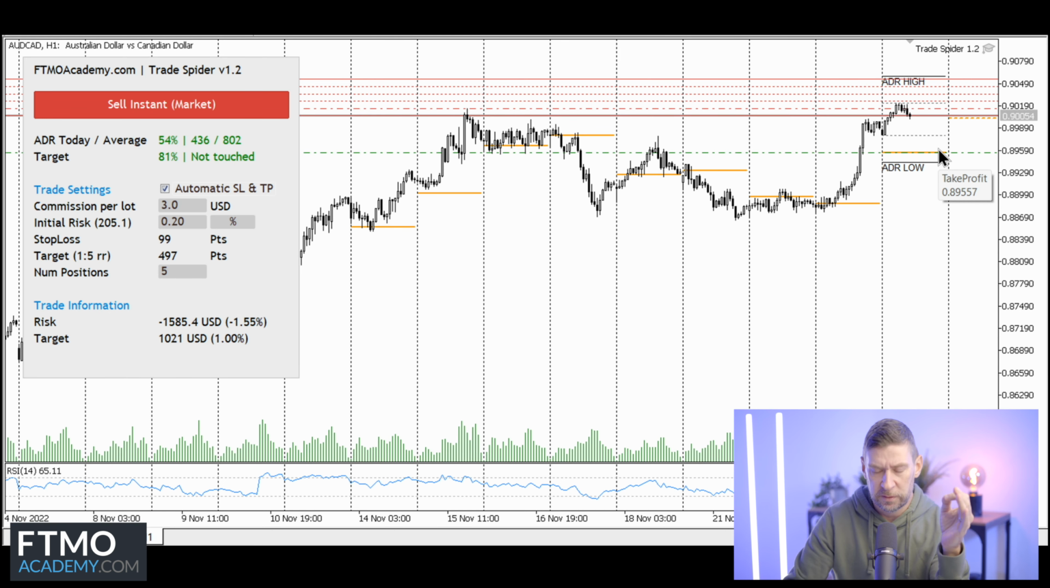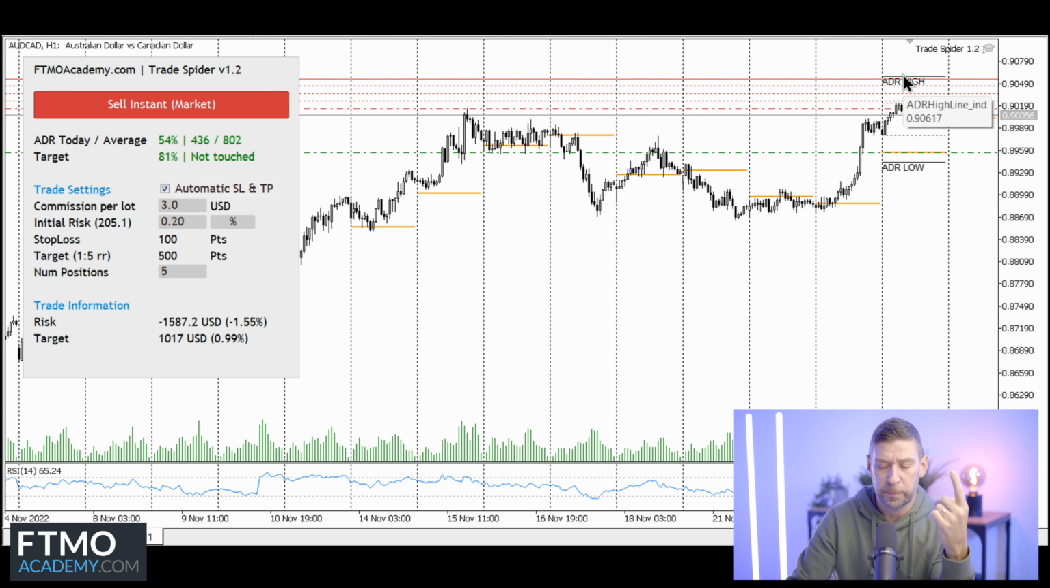This is a nice trade because here you see that the last stop loss is at the ADR high. So if the price is not moving up to the ADR high, or if it's going for the ADR low today, then we have a pretty safe stop loss up here.